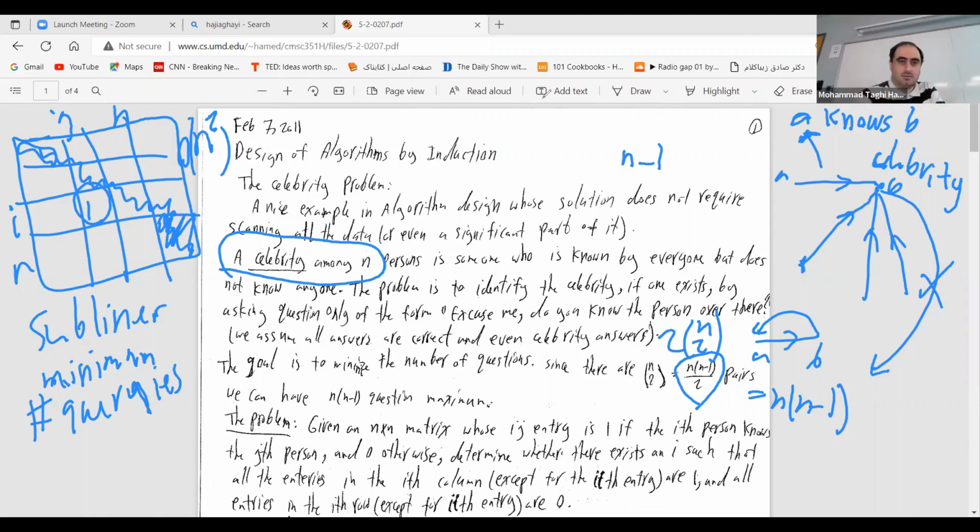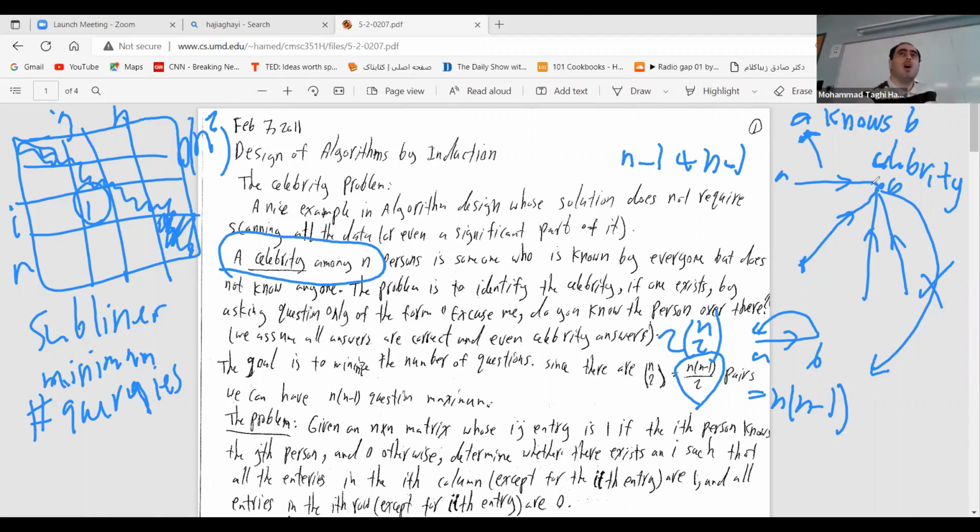Good? Can non-celebrities know each other, or do they only know the celebrity? Yes, non-celebrities can know each other. So here, as I mentioned, n minus 1 questions to make sure that everyone knows this person, plus n minus 1 to make sure that this person does not know any other.